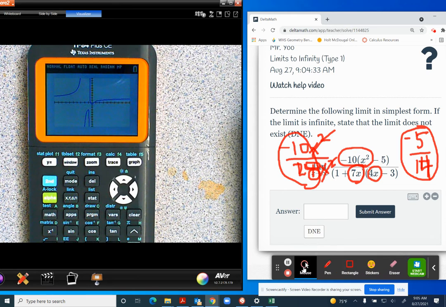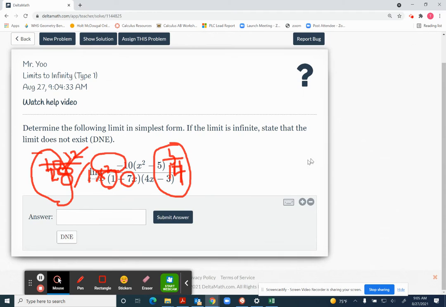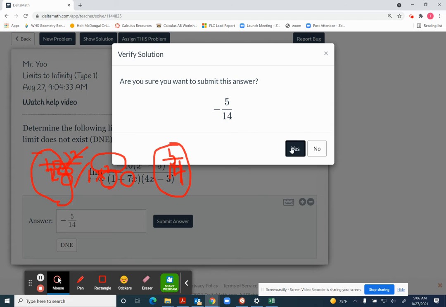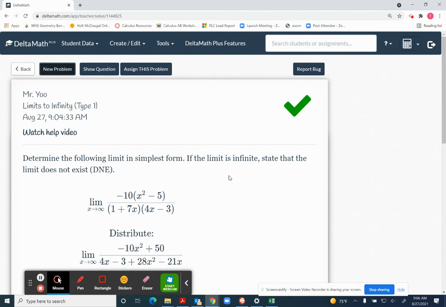So let's go ahead and put that in. Let's see if this is correct. I hope so. I hate making mistakes, and especially I'm recording it. God. Alright, so don't say anything, okay? Alright, so what is this? Negative, right? Yeah, negative 5. Negative 5 over 14. And then submit. Alright, there it is. Check.